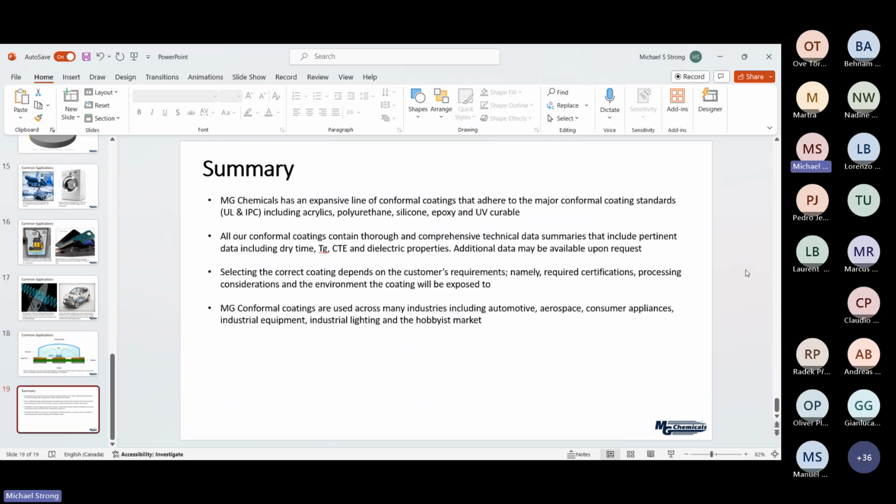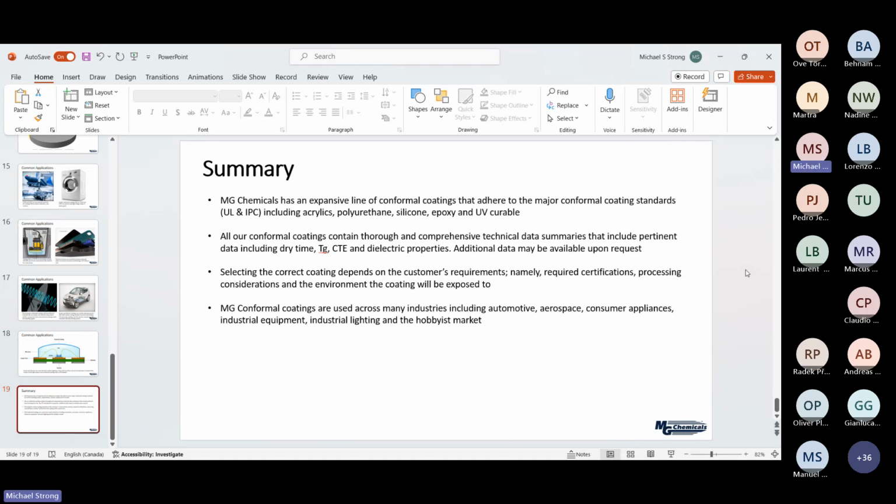Okay, so now to summarize, MG Chemicals has an expansive line of conformal coatings that adhere to the major conformal coating standard, that being the UL and IPC standard. These include acrylics, polyurethane, silicone acrylics, epoxy, and UV curable. And as well, there was that mention of the insulation coatings, which are a little outside typical conformal coating use. That's again for coating high voltage devices.